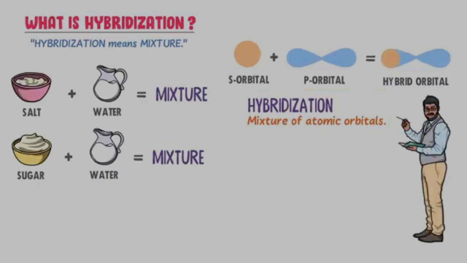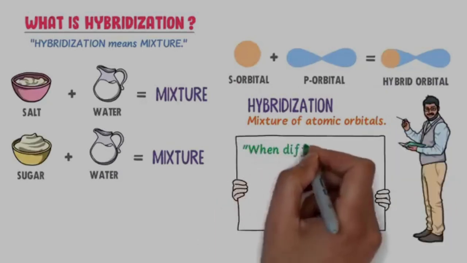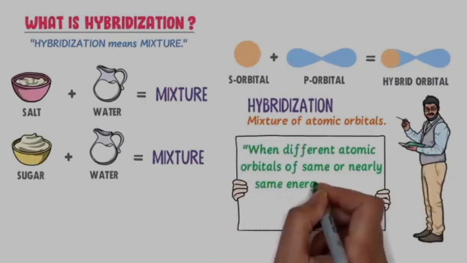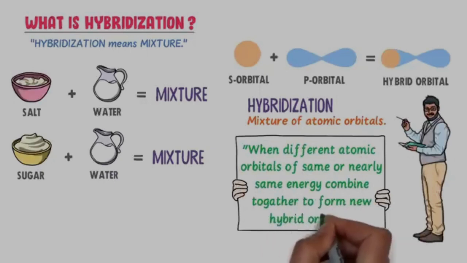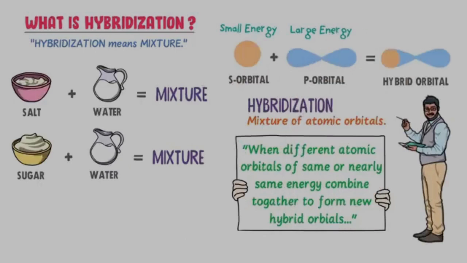Hence, we define hybridization as when different atomic orbitals of same or nearly same energy combine together to form new hybrid orbitals is called hybridization. For example, the energy of s orbital is smaller than p orbital, but nearly they have the same energy, so they combine together to form hybrid orbitals.